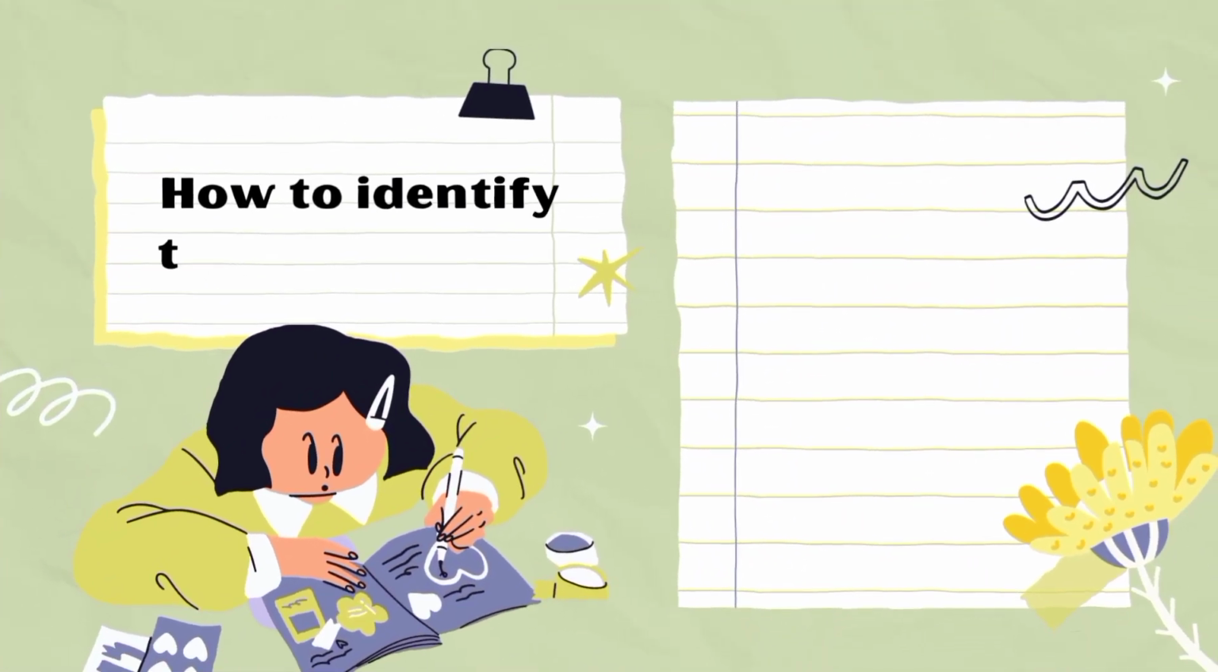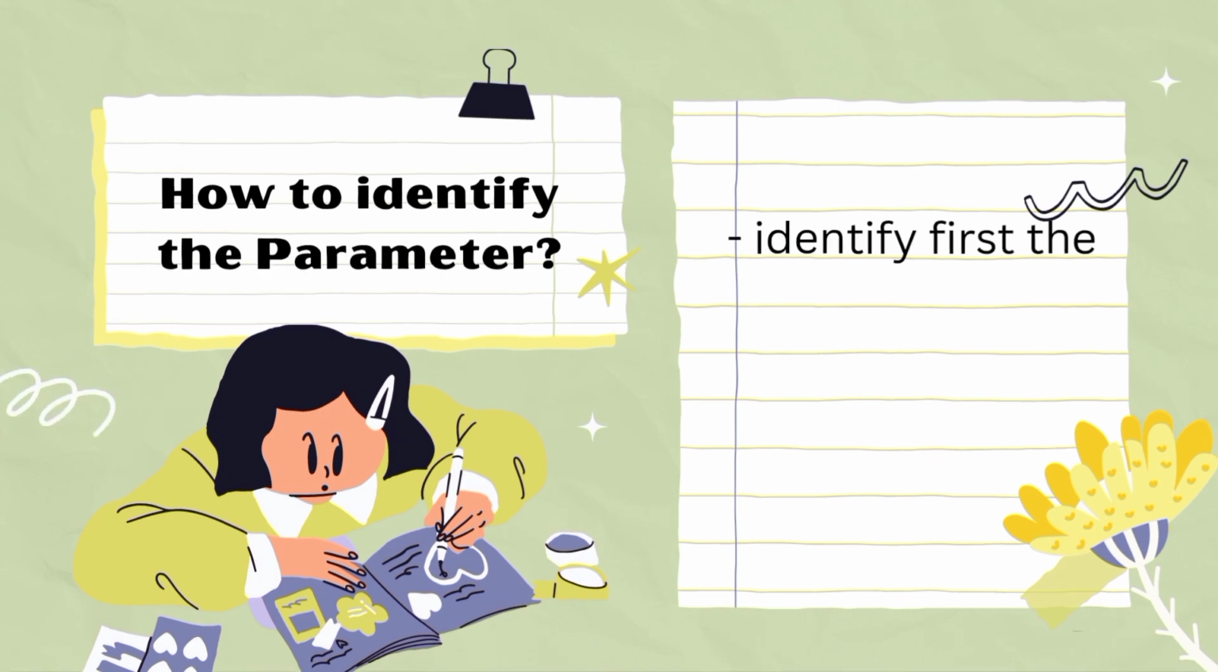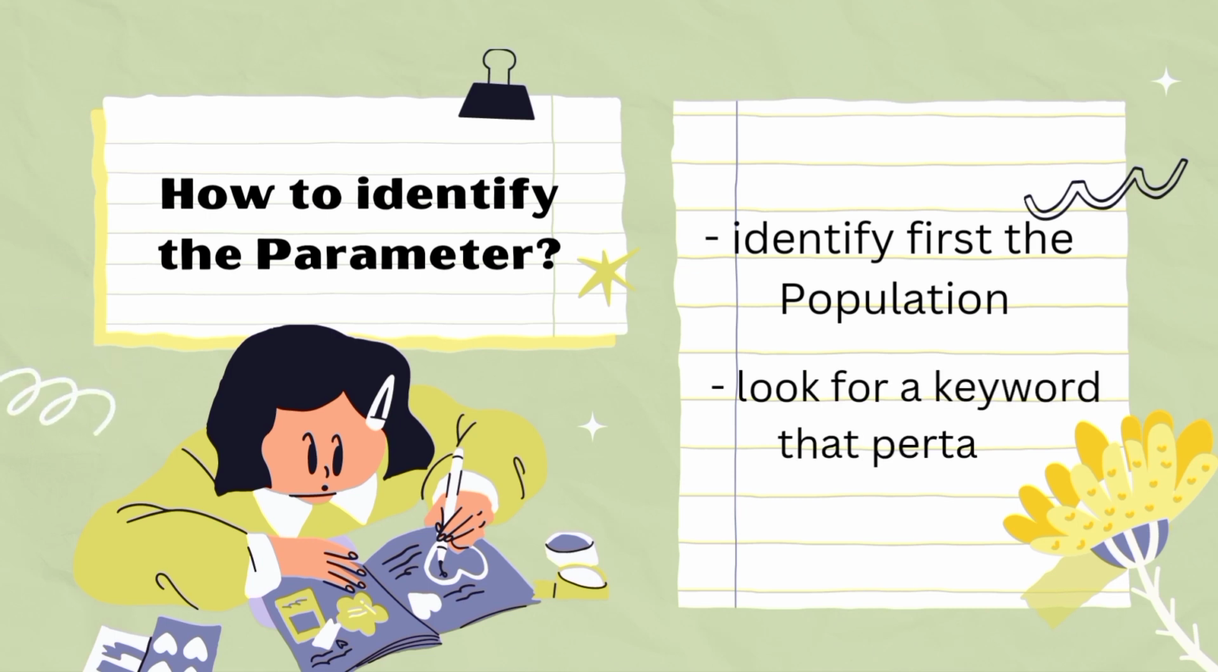In order for us to identify the parameter, let's identify first its population. Then look for a keyword that can describe or pertain to the characteristics of the population. Then you can identify its parameter.